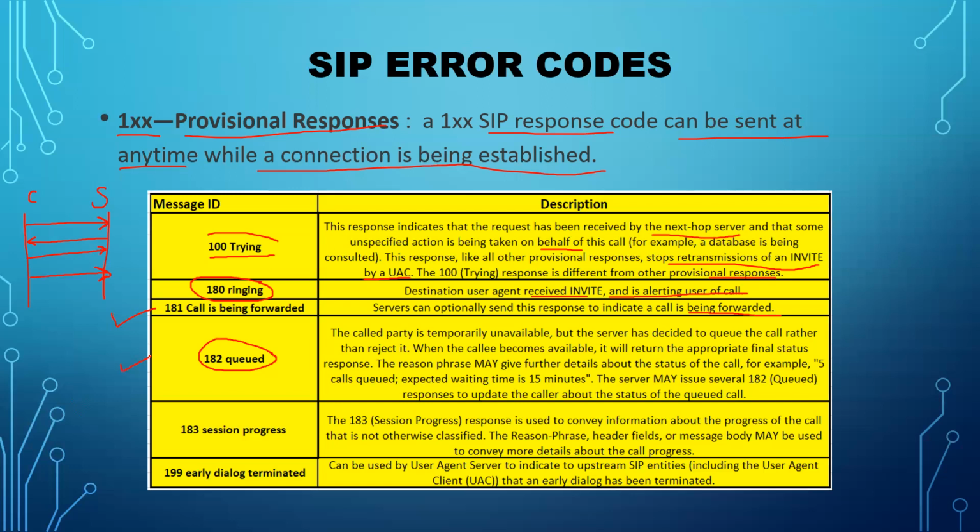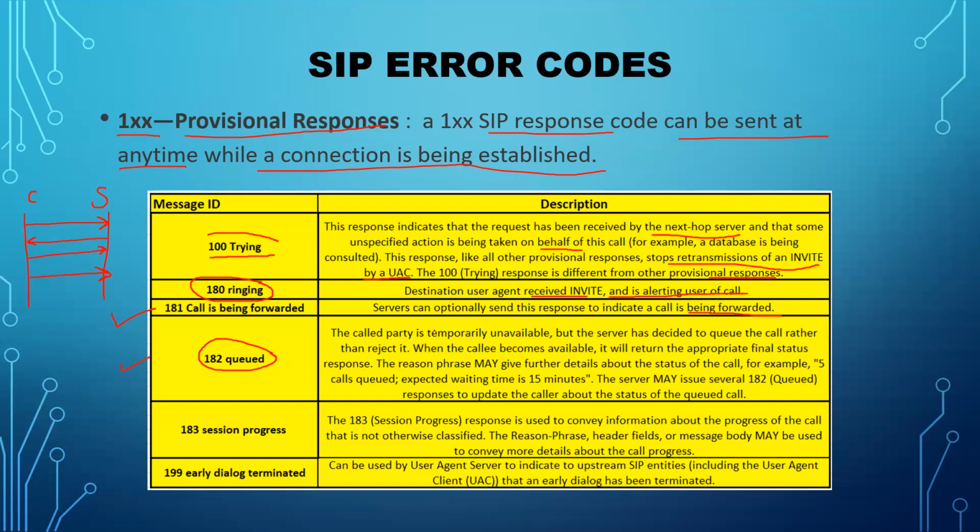Sometimes if you call customer care, and the customer care line is busy, you will hear a prompt like all our agents are busy and the call waiting time is 2 minutes, 1 minute, 30 seconds, or 15 minutes, 5 minutes, like this. If you are getting this, that means your call is in queue. As soon as an agent is free, your call will get connected to that particular agent, right? That is 182 Queued.